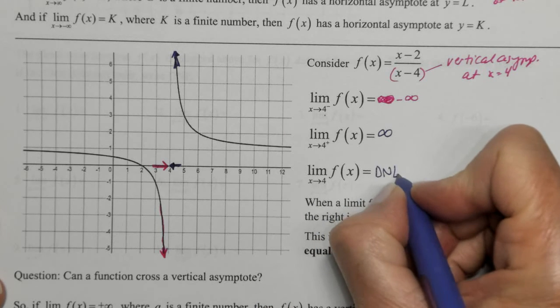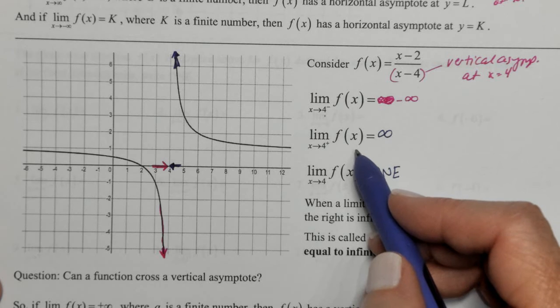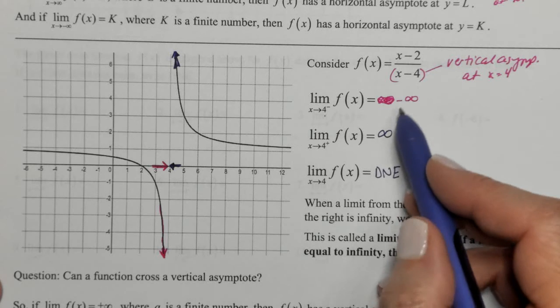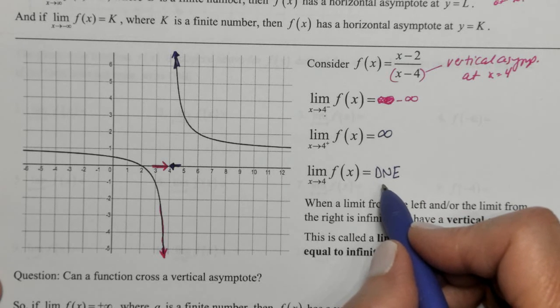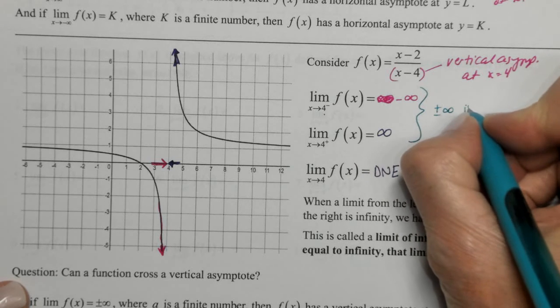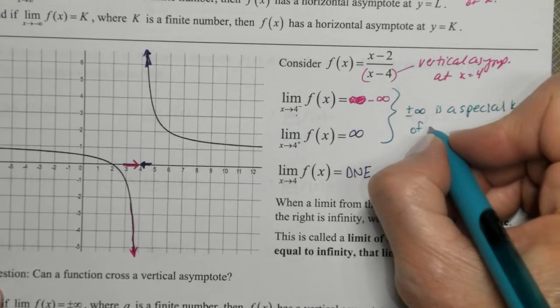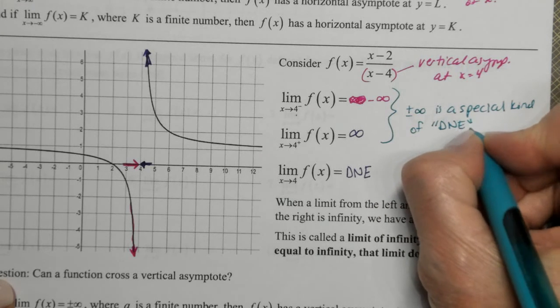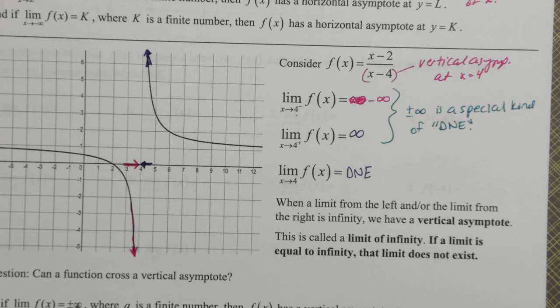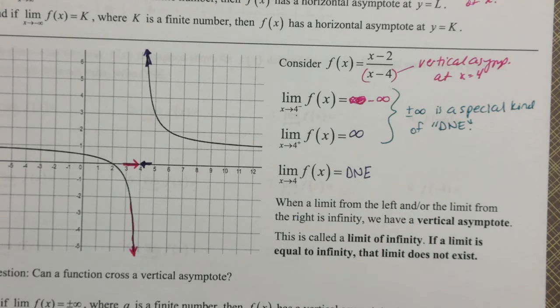Does not exist. And I will say that it does not exist not because these are different infinities, but because even if they were both infinity, this limit would not exist. Infinity is a special kind of does not exist. It's a special kind of DNE, very similar to how a square is a special kind of quadrilateral. Infinity is a specific kind of does not exist. There are other kinds of does not exist, but infinity is one of them. Negative infinity is one of them also.